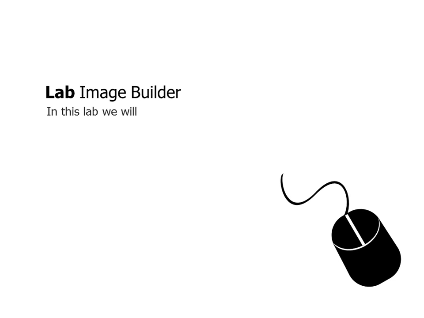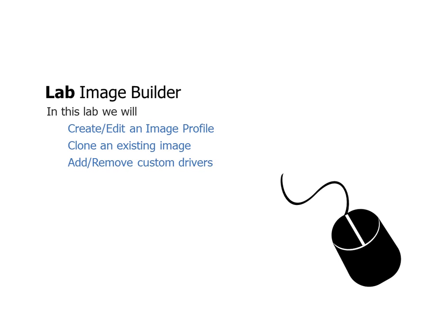So we're going to do the lab. It's a lot easier for me to walk you through the lab than it is showing you 9 or 10 different slides with a bunch of PowerCLI cmdlet commands. So let's do that. We're going to create and edit an image profile. We'll then clone an existing image and then add and remove a custom driver. So with that, let's go ahead and jump over to the lab.